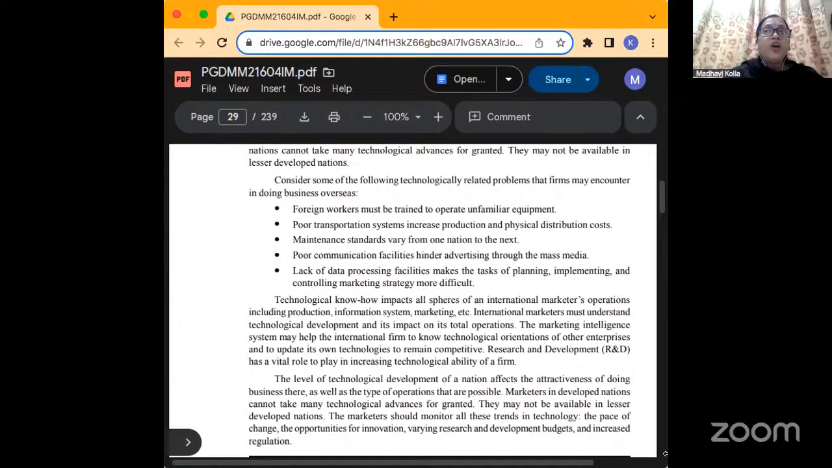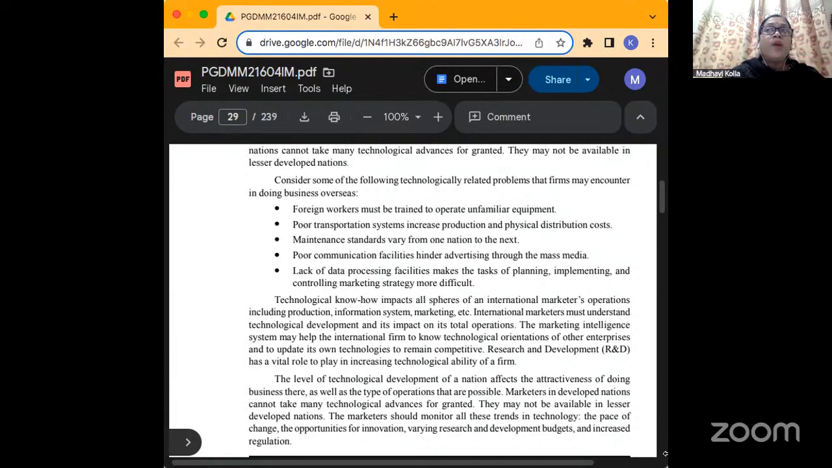So that means your company is destined to fail if you are not passing on the technology information, technology based education to the foreign workers. At the same time, poor transportation systems, they may increase the production and physical distribution costs, which is very natural. It happens within the country as well. Maintenance standards vary from one nation to the next.